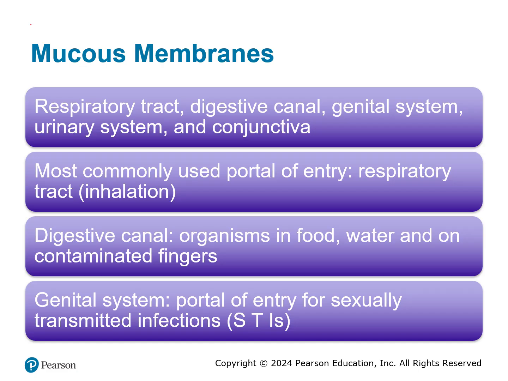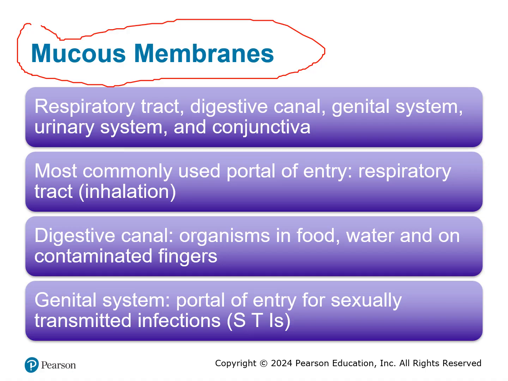All right, so mucous membranes, pretty much all your openings are covered with mucous membranes. Respiratory tract, the digestive canal, the genital system, the urinary system, and conjunctiva. Remember, that is the lining of your eyes, basically your eyelids, and then it goes a little bit over your eye. All right, so the most commonly used portal of entry is the respiratory tract by inhalation, and everyone has experience with that. COVID, for example, was able to access your body through the respiratory tract.